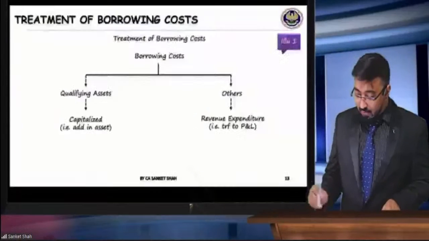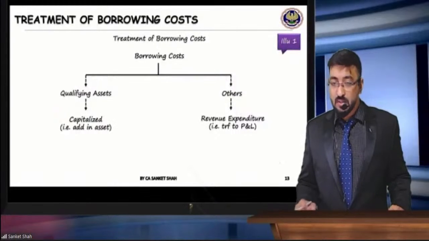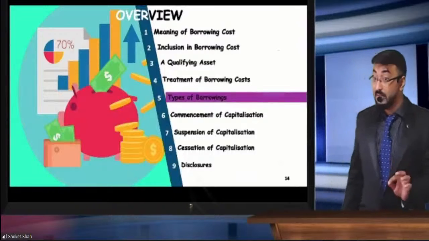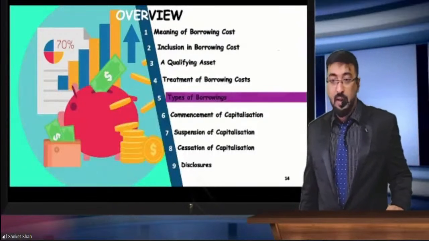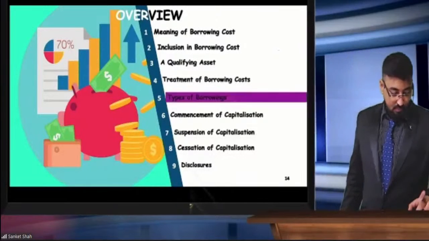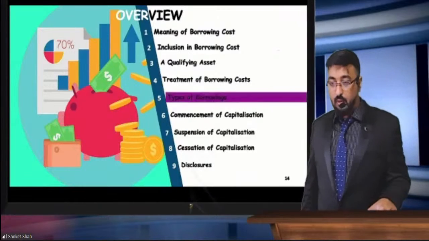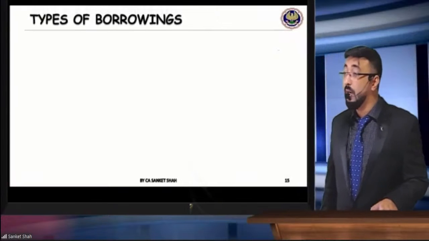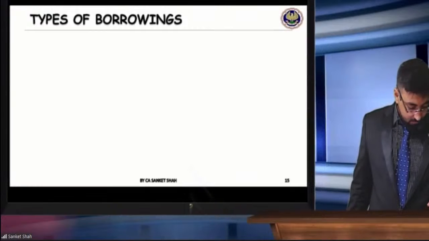Now we'll start with illustration number 2. After treatment of borrowing cost, next concept, types of borrowings. Now this is something which is very, very important, on which you have a problem. Okay. So types of borrowing, write down. Types of borrowing. Concept number 5.